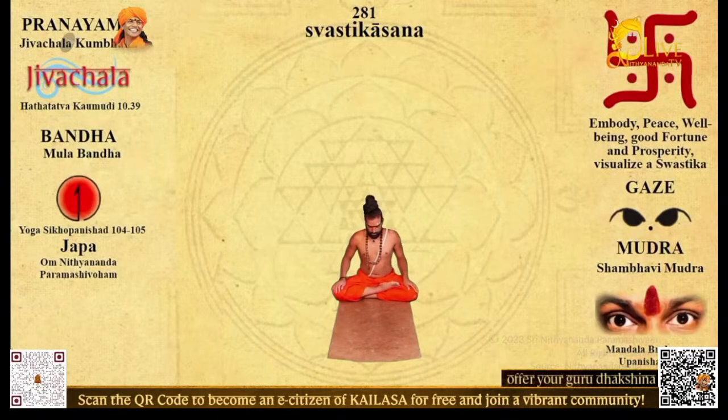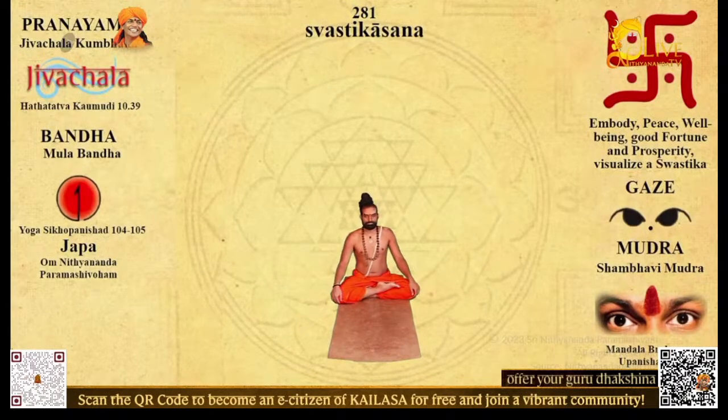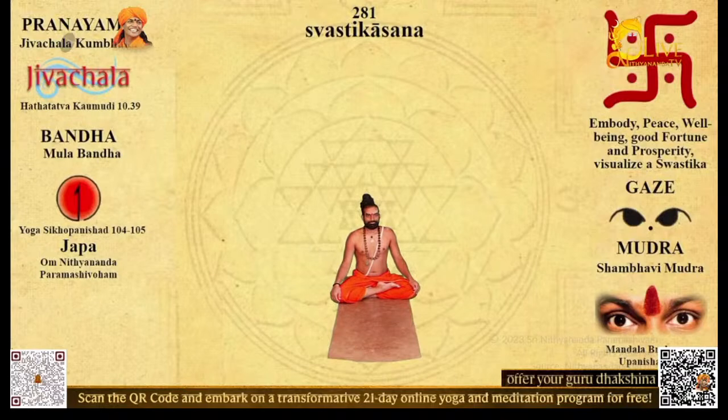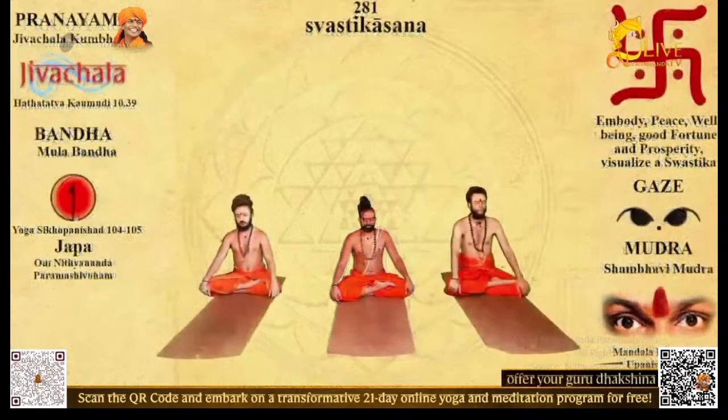The next asana is Svastikasana. Now sit with the soles of the feet between the thighs and calves. Keep your spine straight, the palms resting on the knees. Gaze to your nose and embody peace, well-being, good fortune, and prosperity as you visualize a swastika in your inner space.